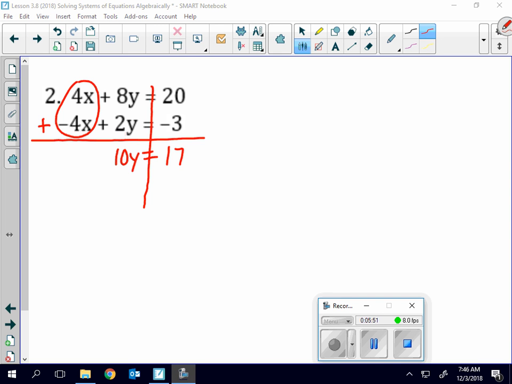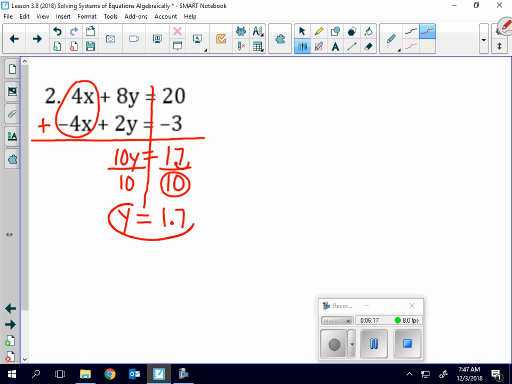Sorry, I'm just noticing that this wasn't going to come out even, but that's okay. It's no big deal. We're going to solve for y. We're going to divide by 10 on both sides. You can do that on your calculator. 17 divided by 10 is 1.7. Of course, when we have a 10, when you're dividing, you're just moving the decimal point over one spot, and that's where you get it.